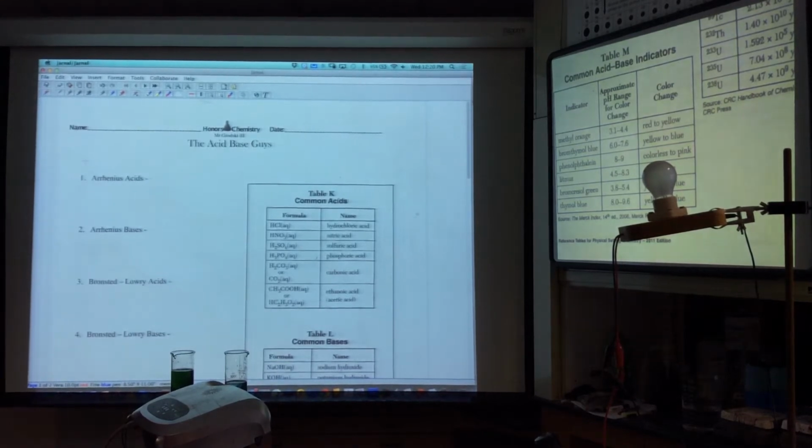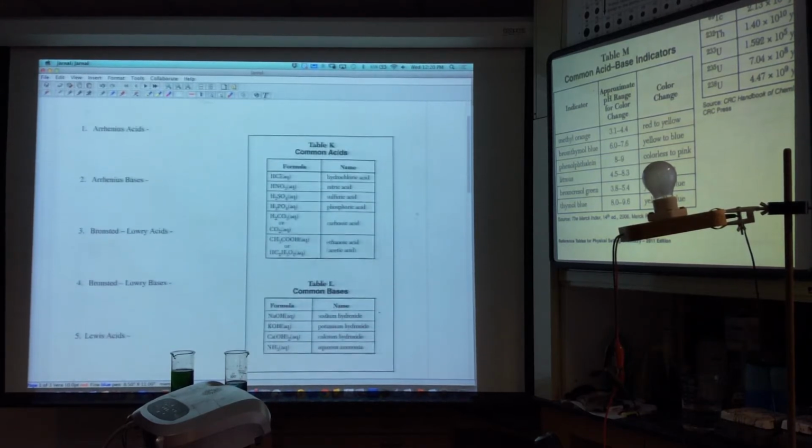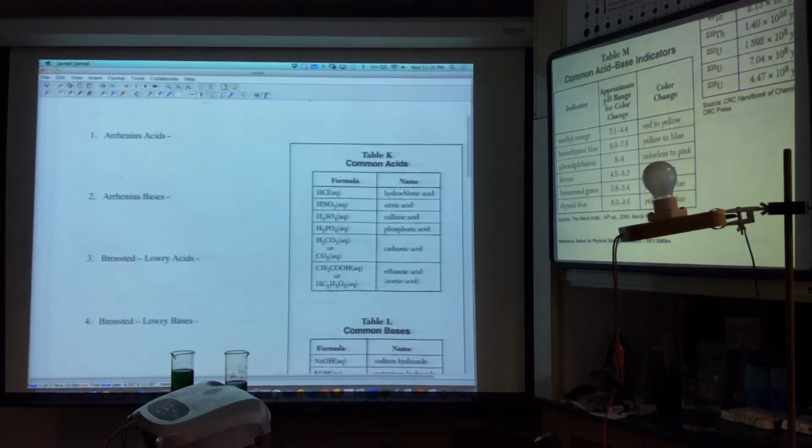Okay. So here we have to write some stuff down. Arrhenius acids, I should say. Let's make this bigger because I'm tall. Okay, Arrhenius acids. Number 1. Bottom line, to be an acid, this is the simplest definition.